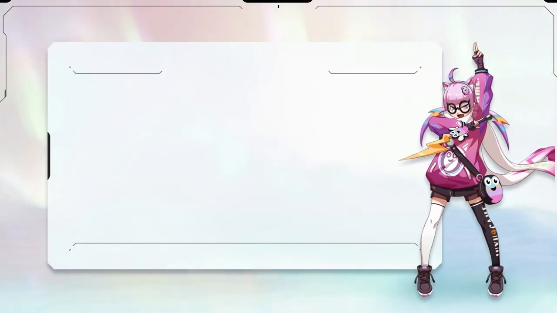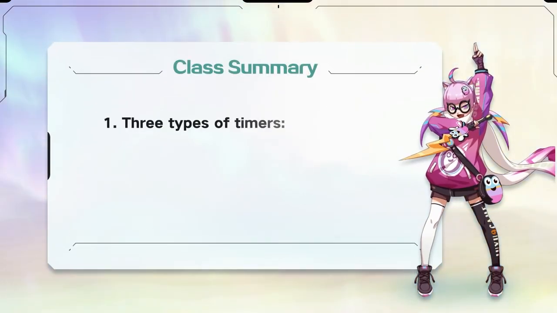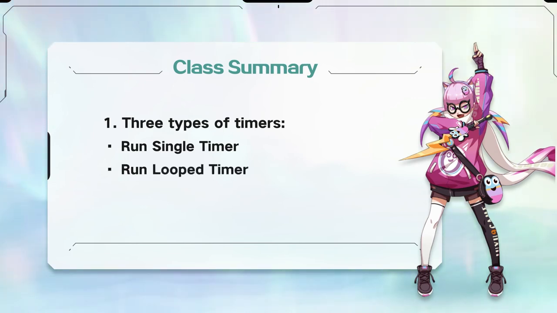Lastly, let's review what we have learned today. We learned about three types of timers. Run single timer, the action is executed after a set period of time. Run loop timer, the action is executed after the end of each loop. Run count timer, the action is executed with a fixed interval in between and a fixed number of total times.